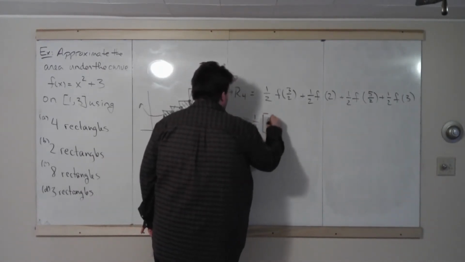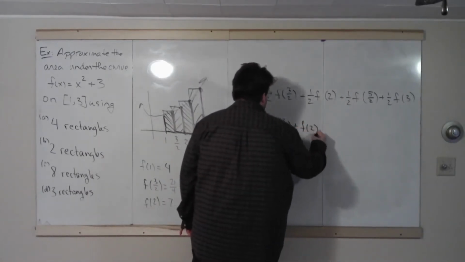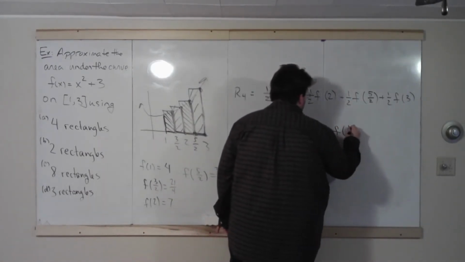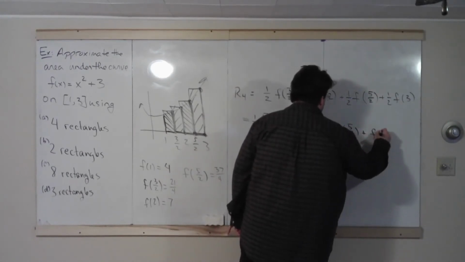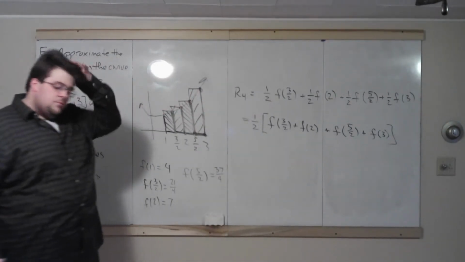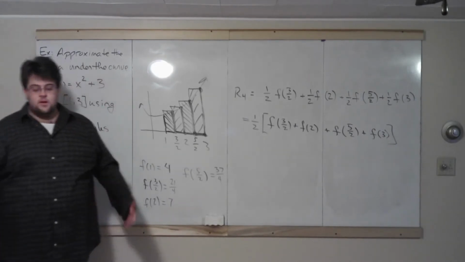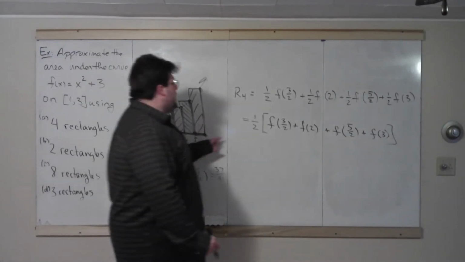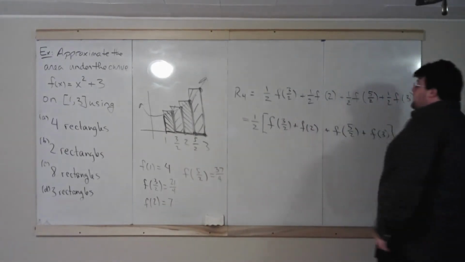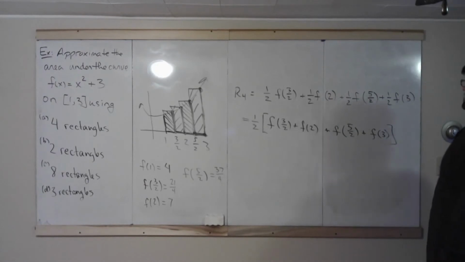And what are we left with? F at 3 halves, f at 2, f at 5 halves, f at 3. And before we evaluate this, notice we have f at 3 halves, f at 2, f at 5 halves written, so all we need to do is find f at 3. But compare this line to the left-hand approximation, the line that I put a star next to and said I'm going to refer back to. If you compare this to that, you'll notice they're very similar.